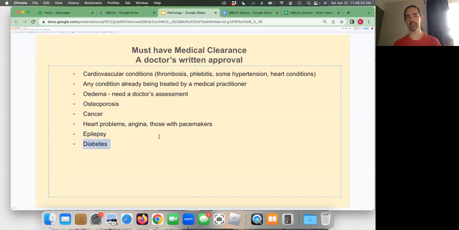Okay, and then diabetes. Some of these conditions like epilepsy and diabetes, people have them, they know that they have them, and as crazy as it sounds, they don't always get them managed, right? They don't always get them treated. So make sure that you have a doctor's written approval.